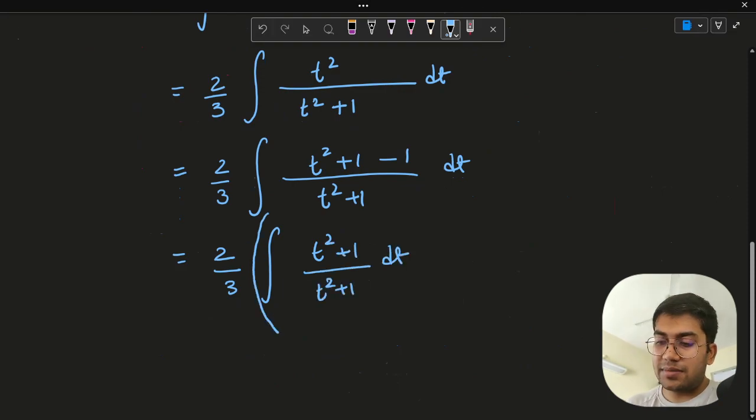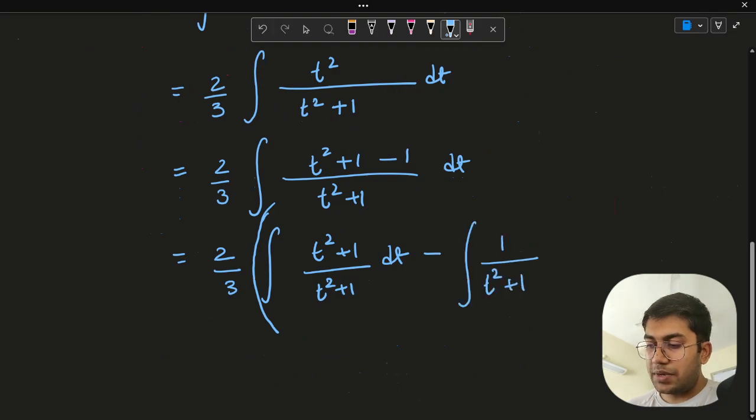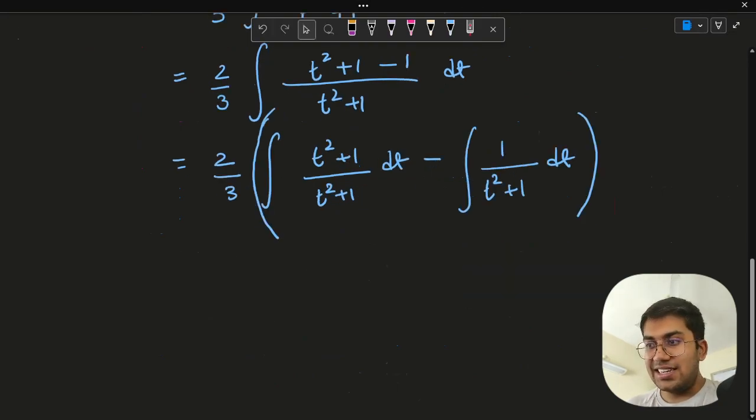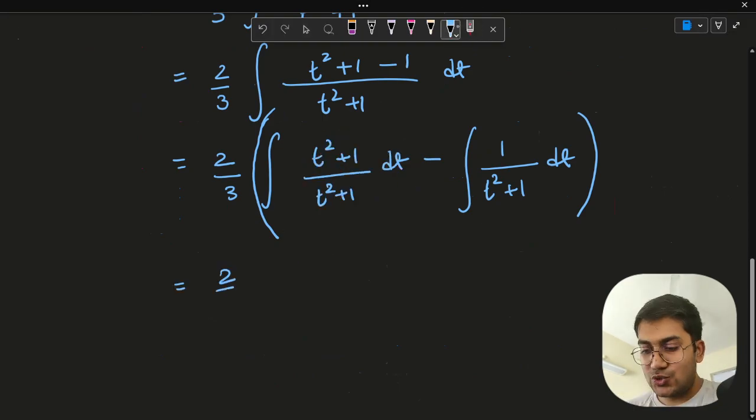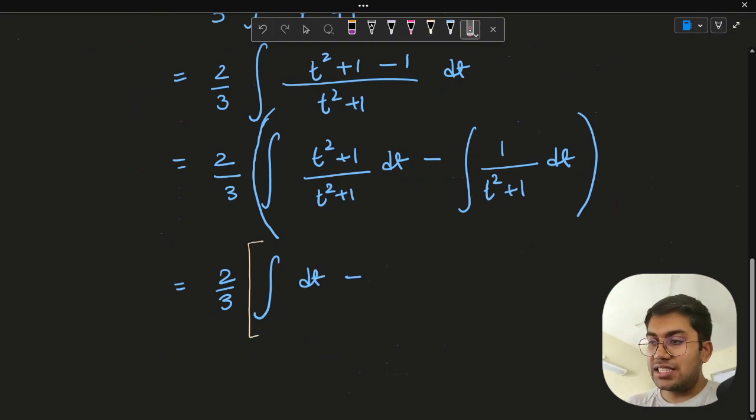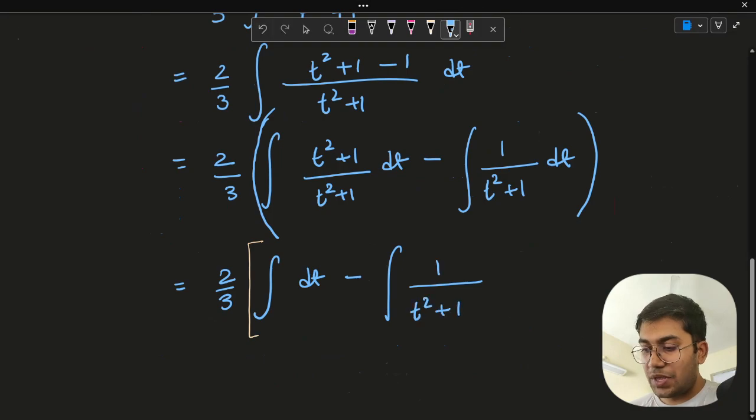We'll have a bracket around here minus the integration of 1 over t square plus 1 dt, right? And clearly the first thing you should do is just cancel this out. What you get is 2 over 3 integration of dt minus, and now this I should tell you about. This is the integration of this value. Since I've not integrated this yet, write that function first: integral of 1 over t square plus 1 dt.